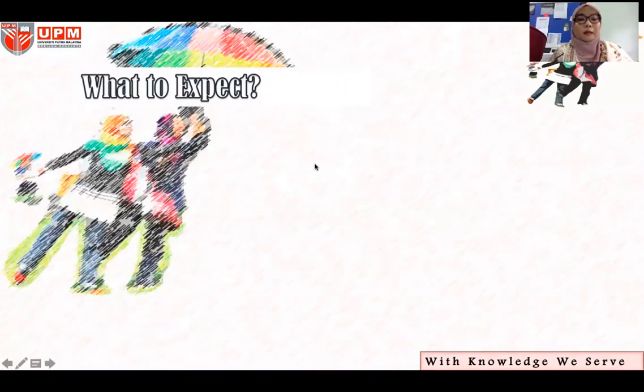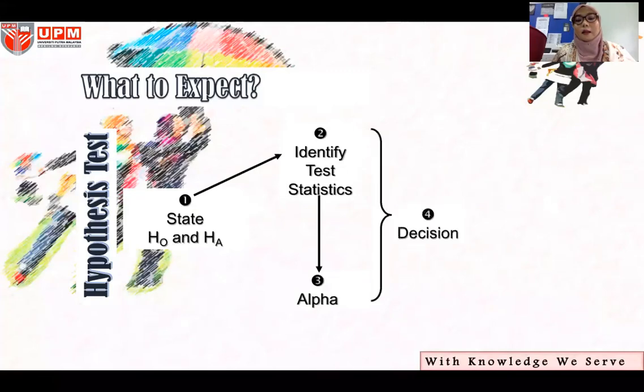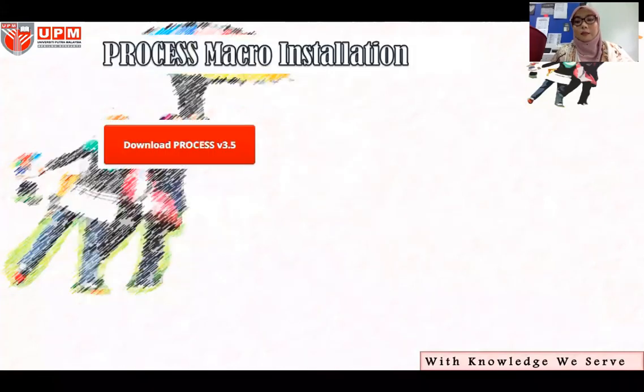And then what to expect? Similar to this one, I should be able to state the H0 and Ha, identify the test statistics, state alpha, make a decision, and lastly, make a conclusion. And then lastly, determine the effect size.